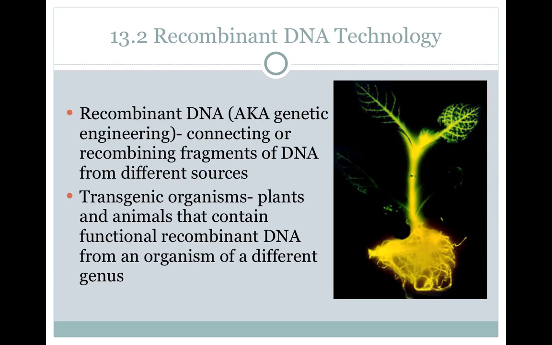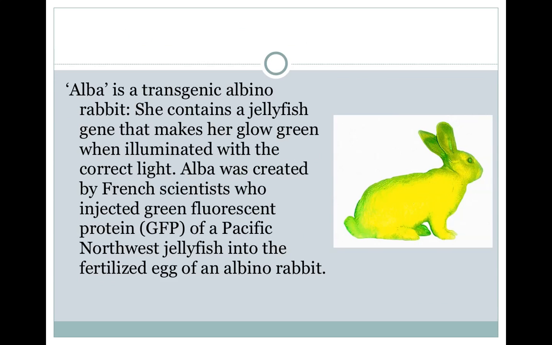So recombinant DNA technology, again, is what we also call genetic engineering, and it's by connecting or recombining, that's where they get the word, fragments of DNA from different sources. The organisms that are created are called transgenic organisms. They're plants and animals that contain functional recombinant DNA from an organism of a different type. Alba is an example of this. This is a rabbit who was injected with the fluorescent protein found in a jellyfish, and now it glows when in the correct lighting.